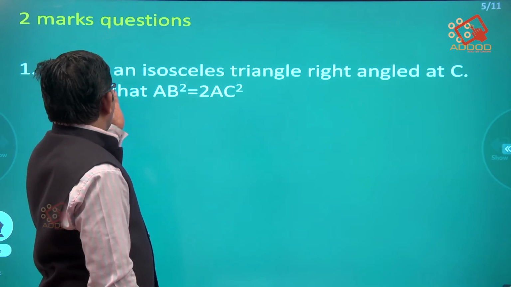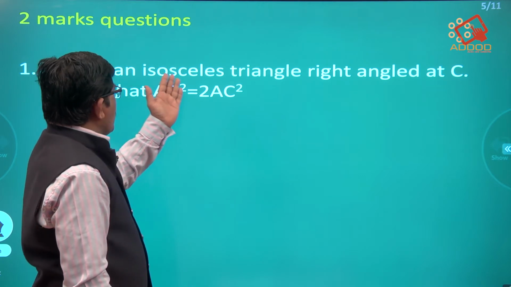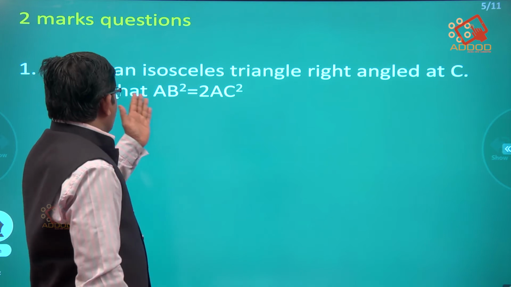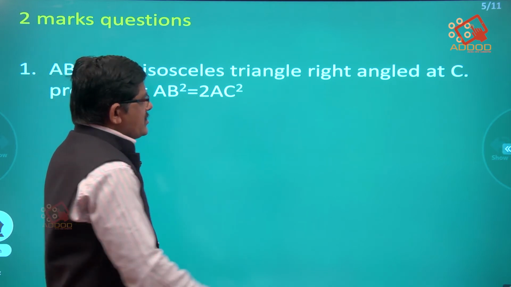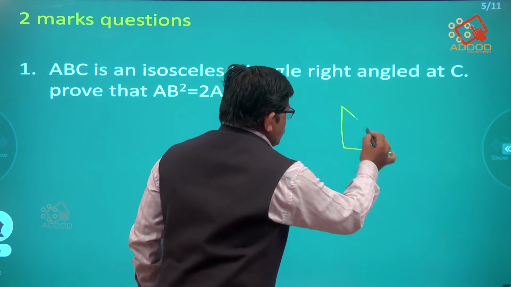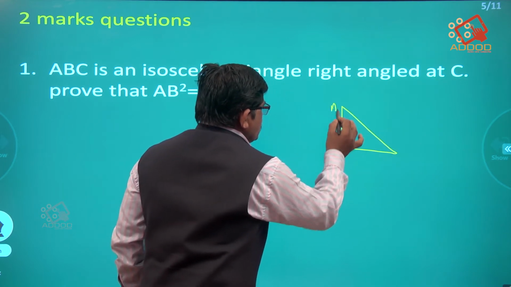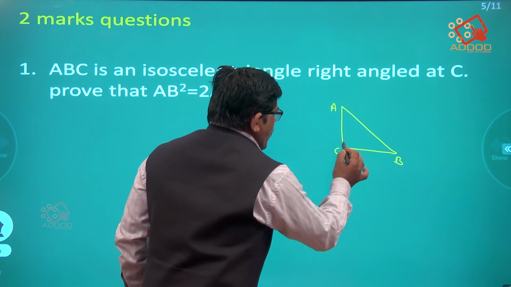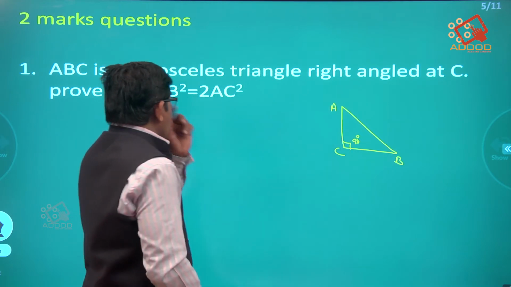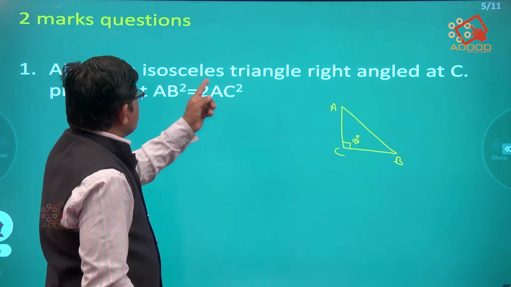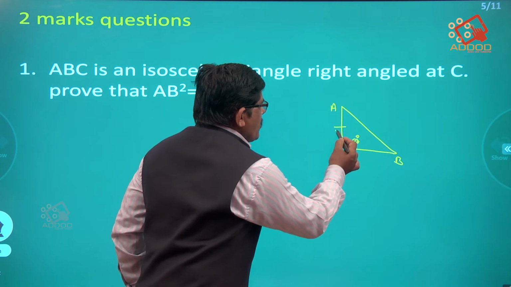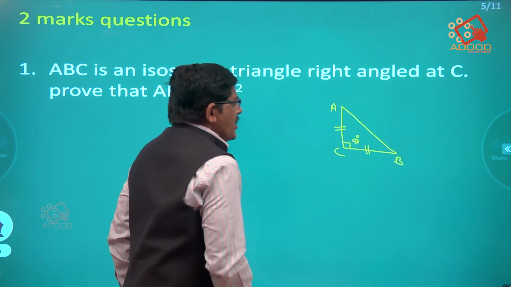Next, triangle ABC is an isosceles triangle with right angle at C. Prove that AB square is equal to 2 AC square. First draw the triangle ABC, with A, C, B, and right angle at C, taking 90 degrees. Here ABC is an isosceles triangle. Isosceles triangle means two sides are equal: AC length is equal to BC length.